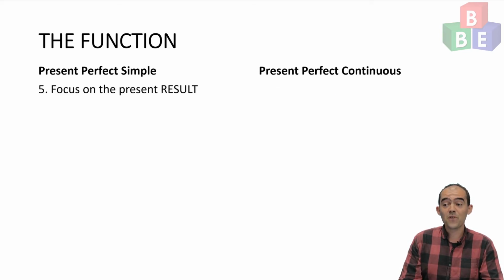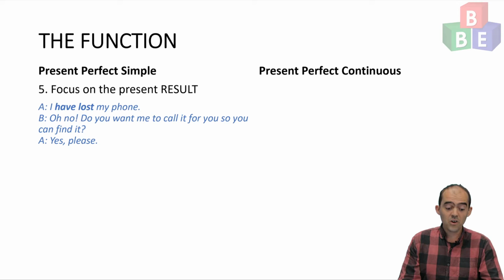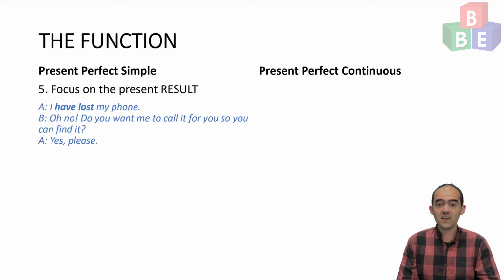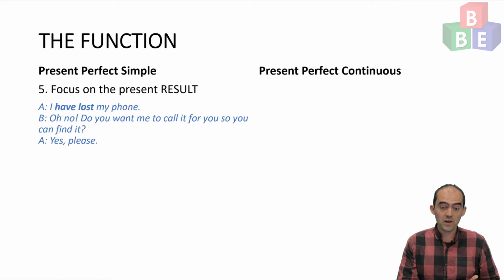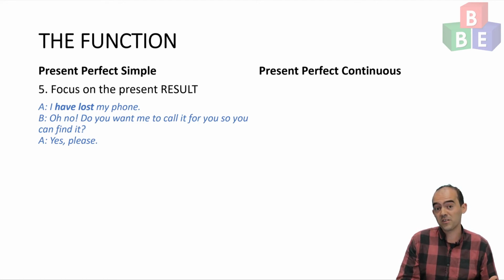Finally, the present perfect simple focuses on the present result. For example, oh no, I have lost my phone. Oh, do you want me to call it for you so you can find it? Yes, please. In the past, I have lost my phone, and now I want you to do something. I want there to be a present result. I would like you to help me find it.